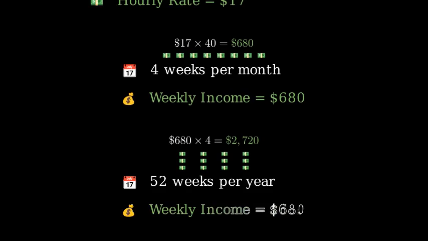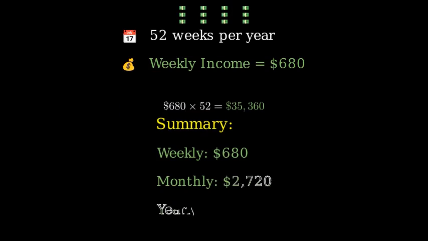Finally, let's calculate yearly income. There are 52 weeks in a year, so we multiply our weekly earnings of $680 by 52. This gives us a yearly income of $35,360. Let's summarize our calculations.